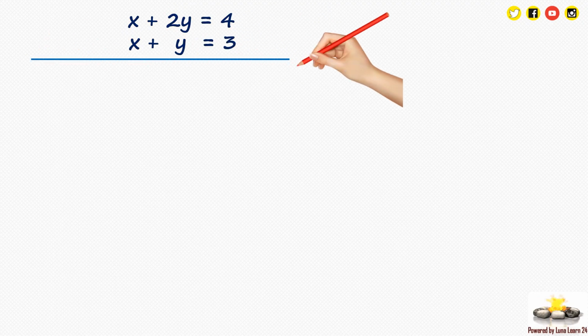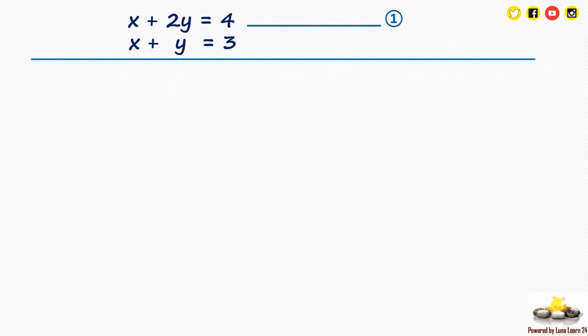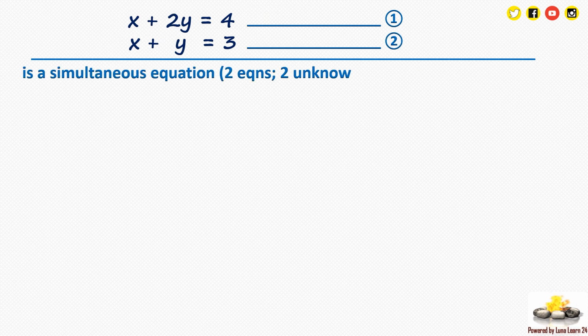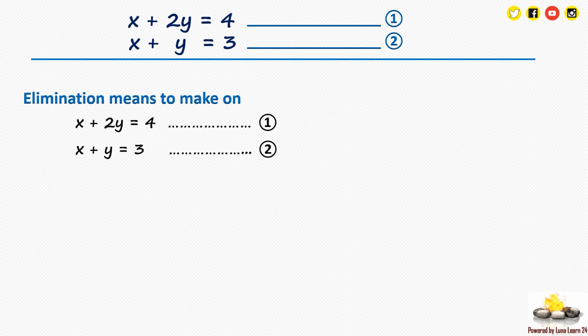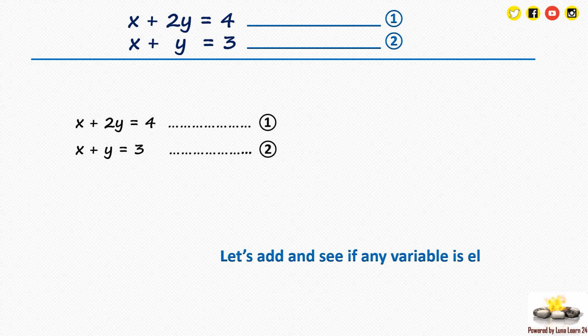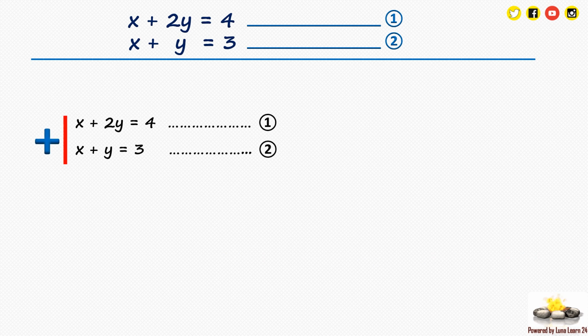We have two equations, equation 1 and equation 2. This pair of equations is what constitutes a simultaneous equation, two equations with two unknowns. Elimination means to make one variable disappear, and this is by adding or subtracting both equations. Let's add and see if any variable is eliminated.